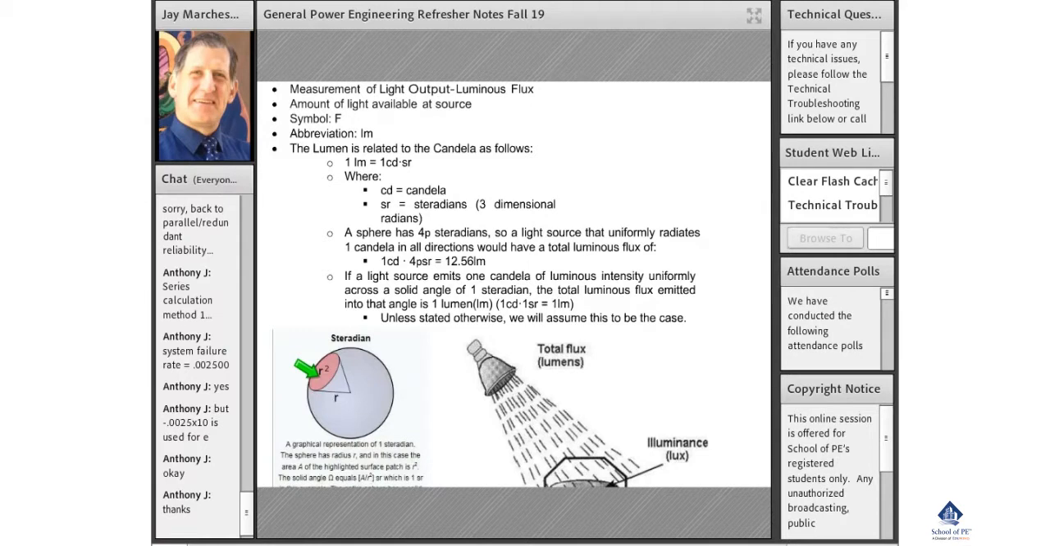So a sphere has 4 pi steradians. So a light source that uniformly radiates 1 candela in all directions would have a total luminous flux of 1 candela times 4 pi steradians. Make sure that's right. That P should be pi. It came over as a P when I converted it to a PDF. Sometimes that happens. So we did 4 times pi. Yeah, it's 12.56 lumens.